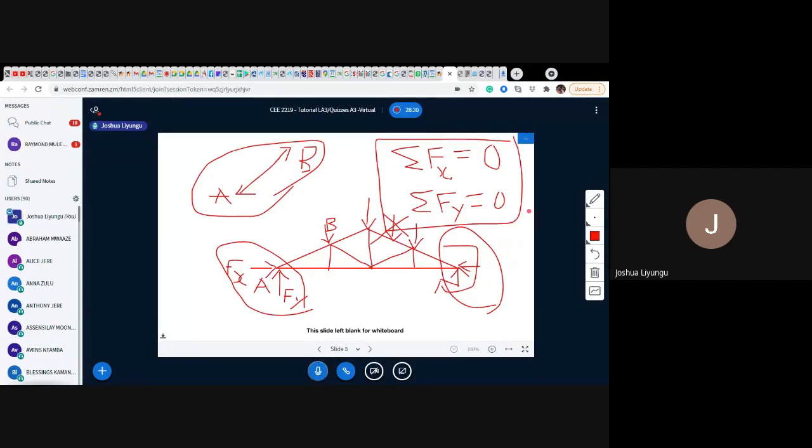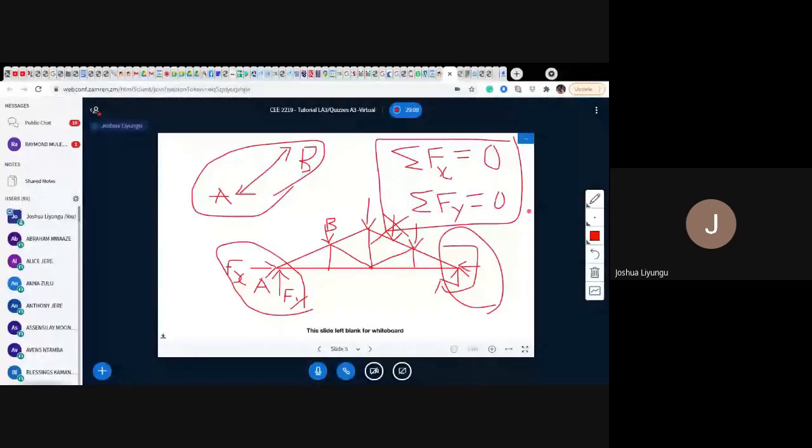So if you get a joint where there are more than two unknowns, you get stuck because you only have two equations of equilibrium that are applicable, which is summation of forces in the X and summation of forces in the Y. So when you have been told to solve this problem using the method of joints, look for a joint which has got at least one known force, and the maximum of two unknown forces.